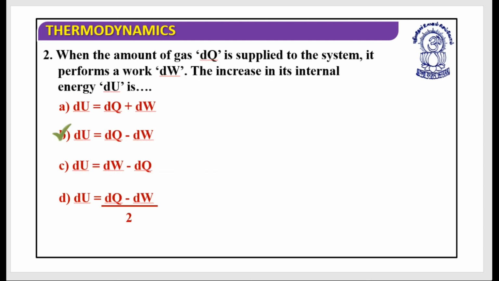Let's look at the second question. That question says, when an amount of heat dQ is supplied to the system, it performs a work dW. The increase in its internal energy dU is, that means we have this relation, delta Q is equal to delta U plus delta W, and when the situation is like this, then delta U should be equal to delta Q minus delta W. So this would be the correct option.